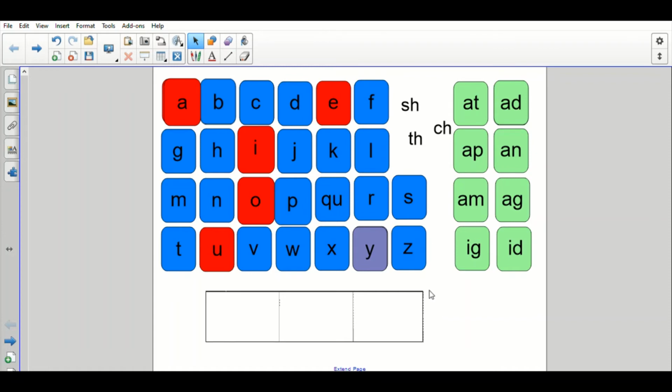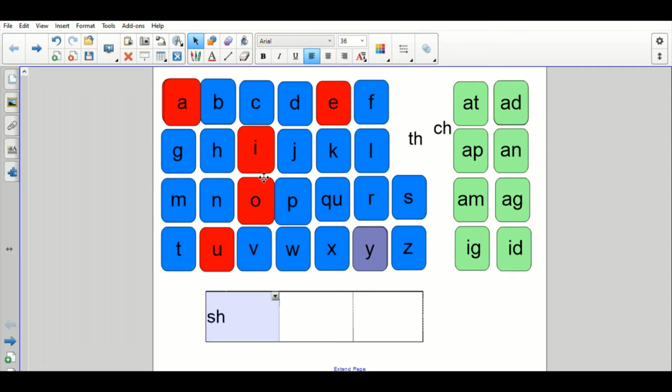Ship. So I've got the sh sound. Now, some kids get it confused with the ch sound. SH is sh. CH is ch, ch. So we want the sh in ship. We got sh.